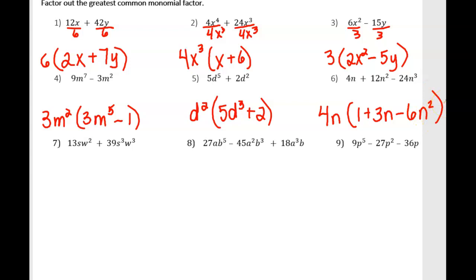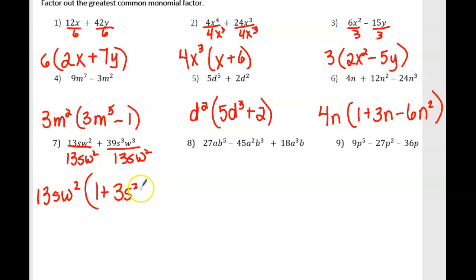Okay, 7, we're going to factor out a 13, the s would be to the first power and a w squared. So when we divide both those terms by 13sw squared, and again, you can either write it in or you don't have to, but you are taking each of these and dividing it by it. You're going to get 1 plus 3s squared w.